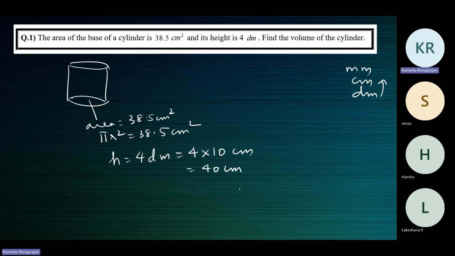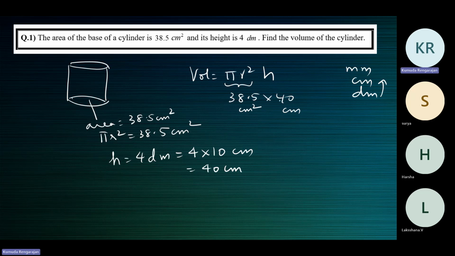So now volume of the cylinder. Volume is equal to pi r square h. Pi r square is given, 38.5, into h, 40. So see here, 38.5 is in centimeter square and the height 40 is in centimeter. So we have it in the same units.